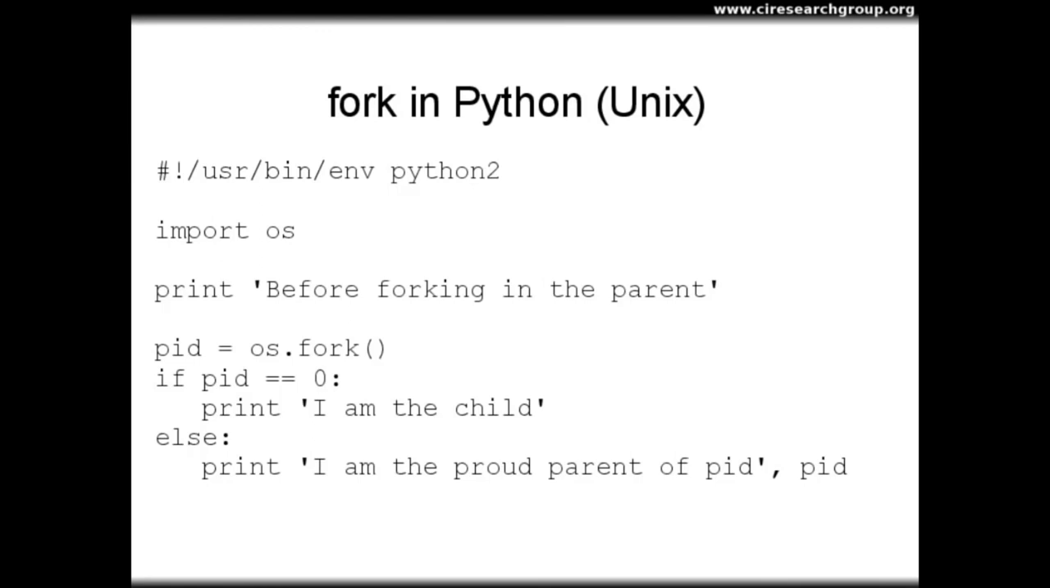Since the value of pid is 0 in the child process, the child message will be printed. In the parent process, where the value of pid is not 0, the parent message will be printed. Both messages will appear in the output of the script, but the order of the messages is not guaranteed and may change.